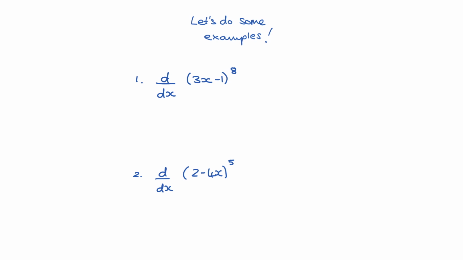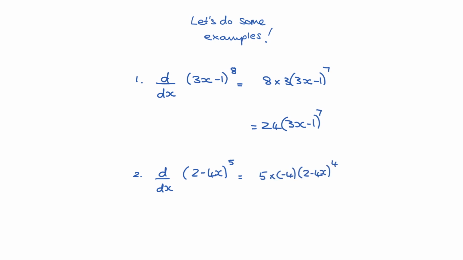Differentiating (3x - 1)^8, we multiply by the power and we multiply by 3, the coefficient of x. So 8 times 3, and we reduce the power by 1. So that would be 24(3x - 1)^7.